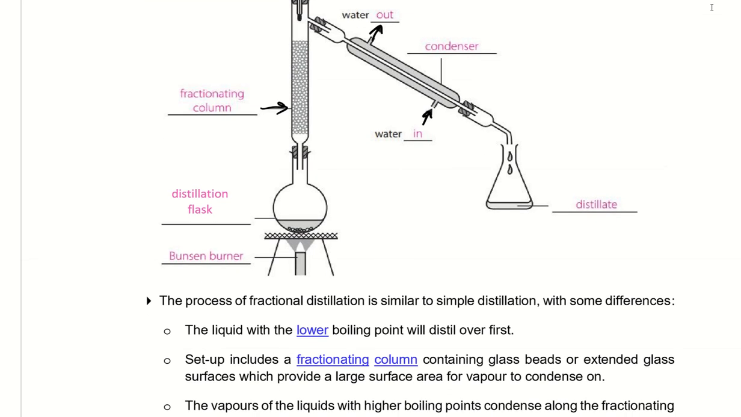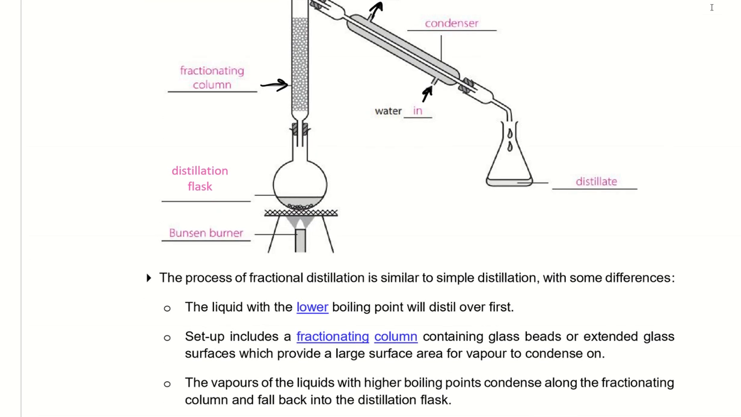So how does it work? It works the same as the simple distillation. Why? Because for simple distillation, actually the main concept behind simple distillation is that the substance with the lower boiling point will be evaporated first and distilled over and collected as distillate. So the liquid with the lower boiling point will distill over first.